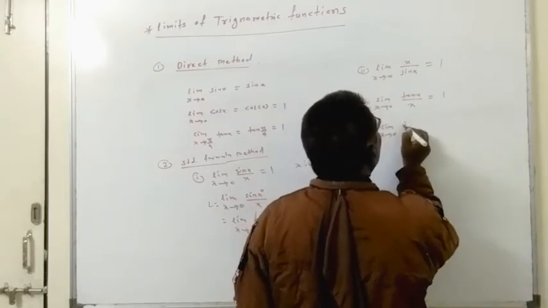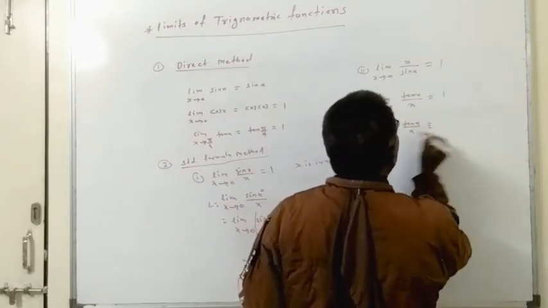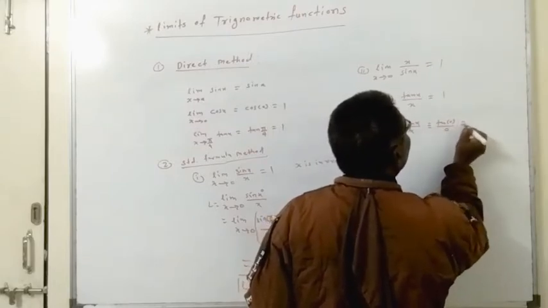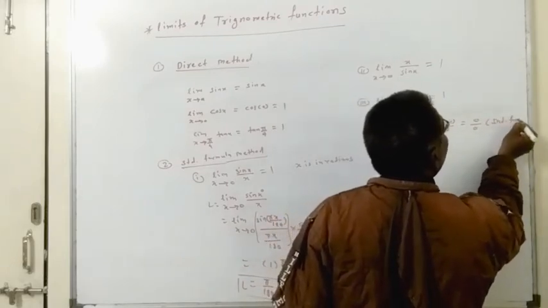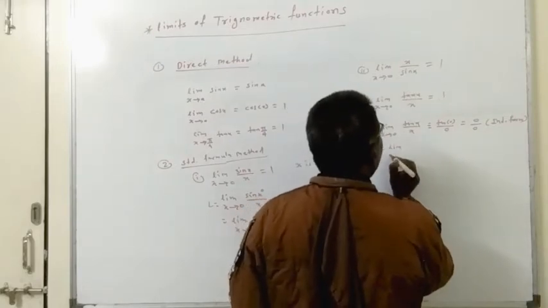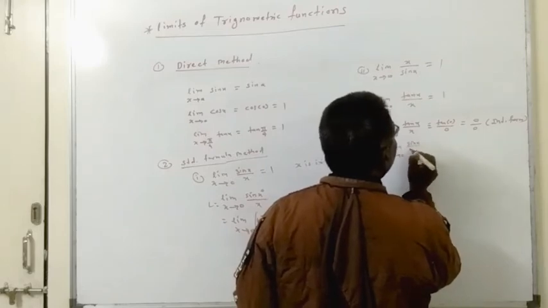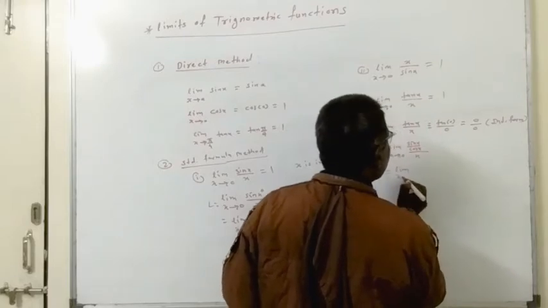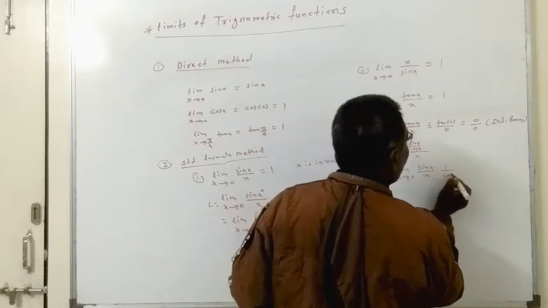So limit x tends to 0, tan x upon x. By the direct method, if we put 0 here, tan 0 divided by 0, tan 0 is 0, so 0 upon 0. So this is an indeterminate form. Now this is equal to limit x tends to 0, tan means sin x upon cos x, divided by x. So we can write this as limit x tends to 0, sin x upon x into 1 upon cos x.